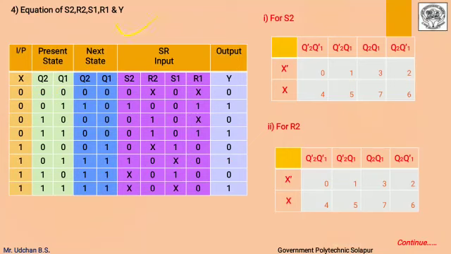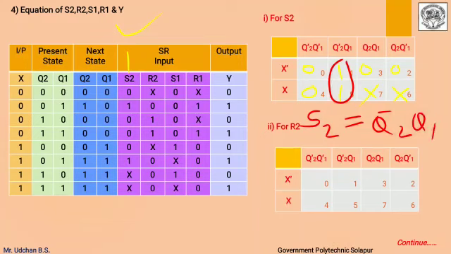So after completing the state transition table, we have to find out the value of S2 R2, S1 R1 and equation of y. So for S2, enter the values of S2 on the K-map. Again we use the 3 variable K-map: 0 1 0 0 0 1 don't care, don't care. Here we can form this pair. So the equation of S2 will be Q2 bar Q1.